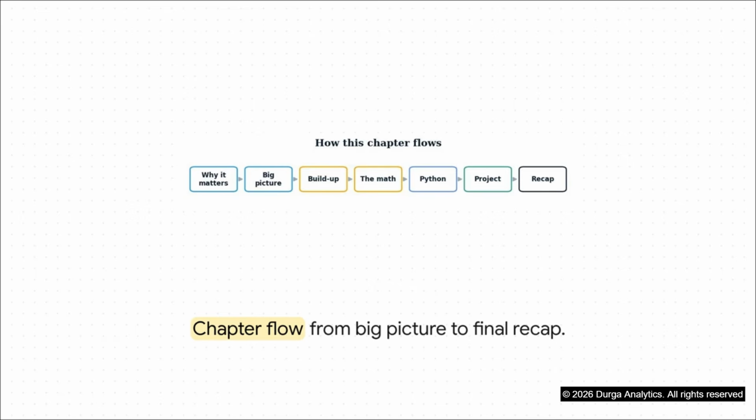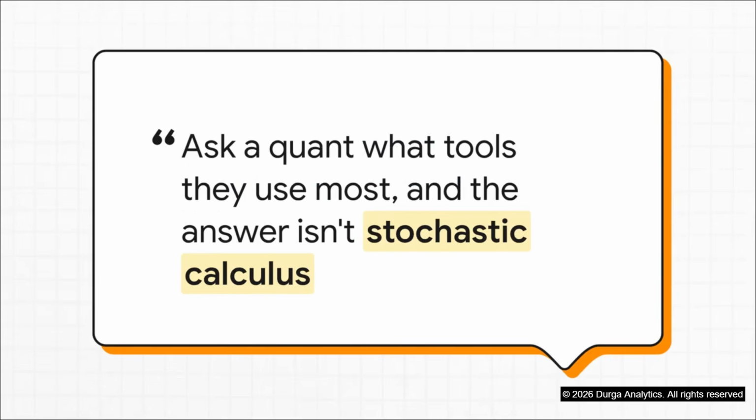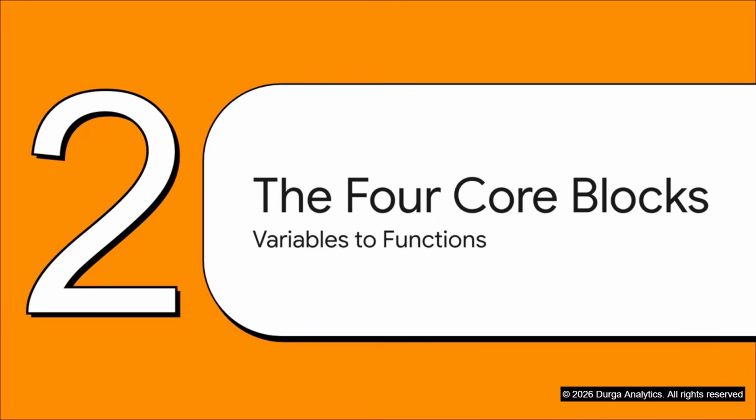No skipping steps. And here is a bit of a reality check from the desk. If you ask a professional quant what tools they actually use the most day to day, the honest answer is almost never stochastic calculus. I know, right? The really complex pricing engines you'll build later on, things like Black 76 options or gas storage models, look completely intimidating. But when you crack them open, they are ultimately just pristine, highly organized arrangements of 4 very humble foundational tools. You really don't need to be a computer scientist to be a quant, but you absolutely must master these primitives. Which brings us to Section 2, the 4 core blocks.